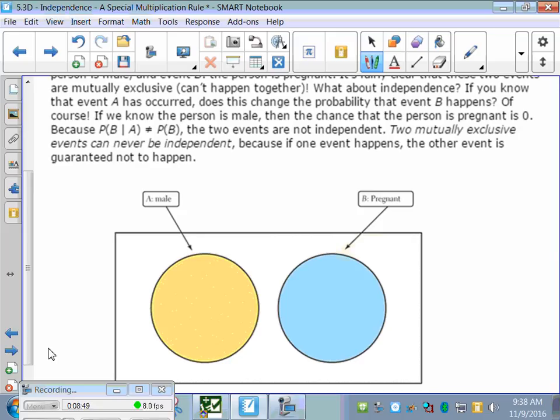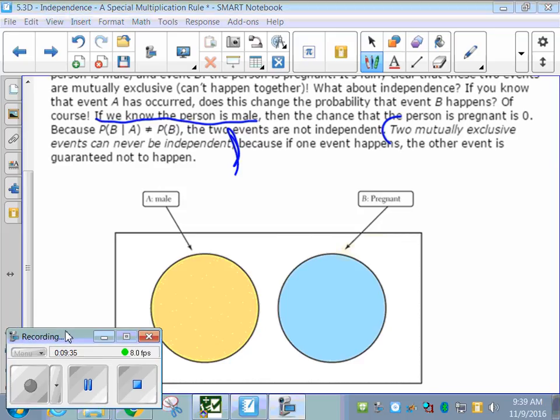So you guys, if you know that event A has occurred, does that change the probability that event B happens? Yes, it does. If we know that someone is male, okay, then do we know that the person's chance of being pregnant is 0? Yes, okay? Because one thing does affect the other thing, right? These are not independent events. So two mutually exclusive events can never be independent. And that's something you might want to write down, okay? Because if one thing happens, the other is guaranteed not to happen. So if they're mutually exclusive, then they are not independent. Yes, Jake.